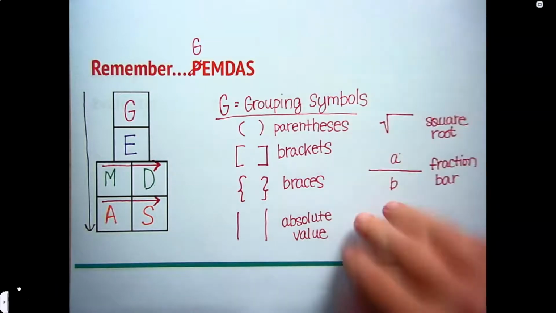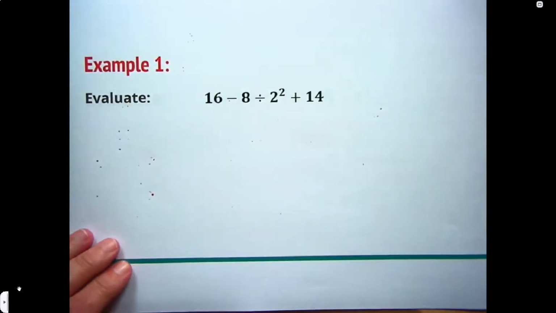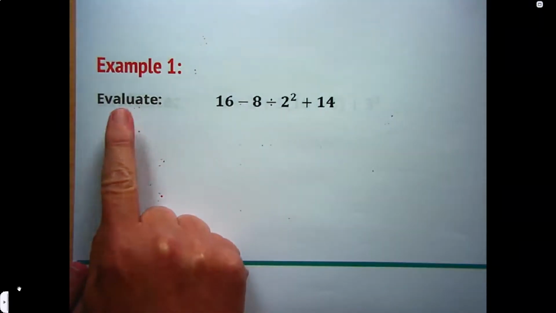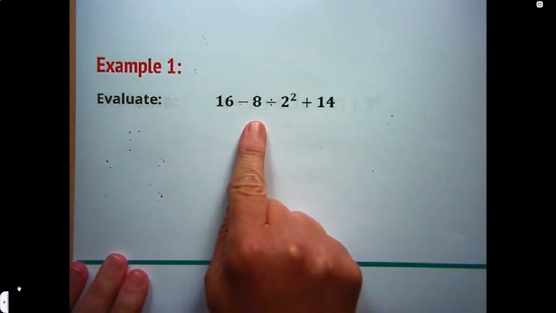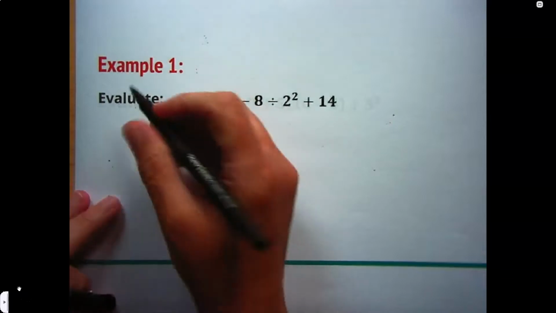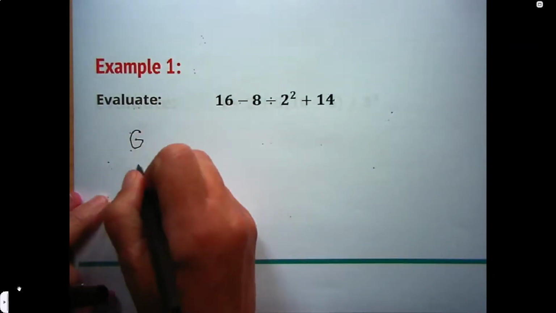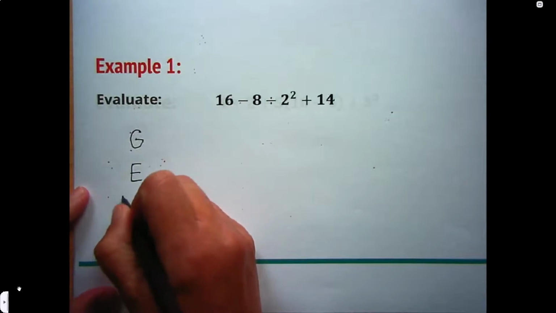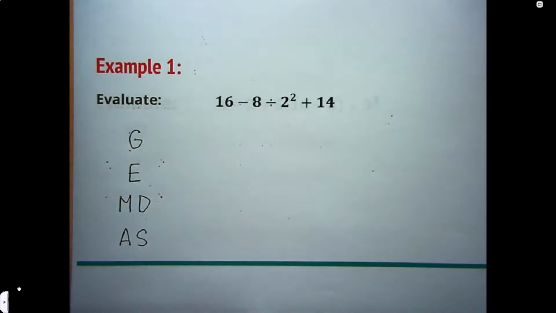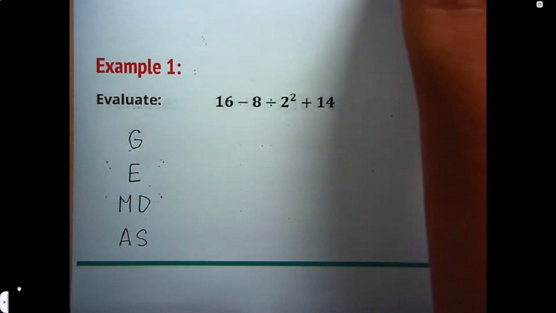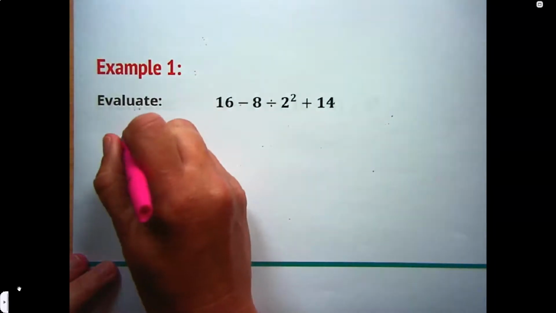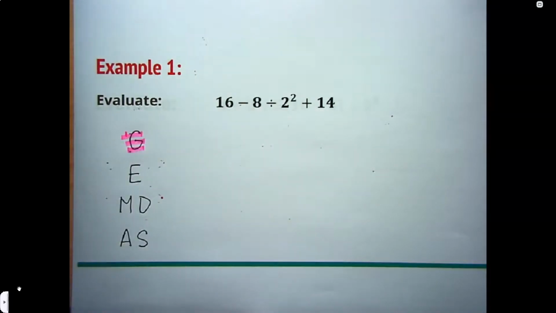Okay, so now let's do a few examples to kind of remind you how this goes. So here's the first one we're going to look at. We're going to evaluate. Find the value of 16 minus 8 divided by 2 squared plus 14. Now, to get me ready for this, I'm going to come over here and I'm going to write GEMDAS down the side of my paper, just like I had it over there on that other spot. So the first thing I'm going to do is I'm going to look at my problem and I'm going to see, are there any grouping symbols in it?